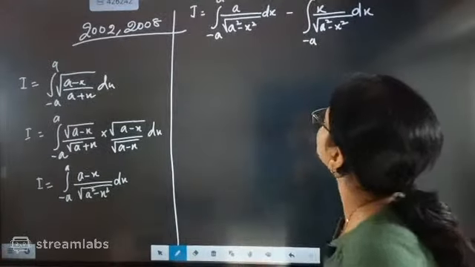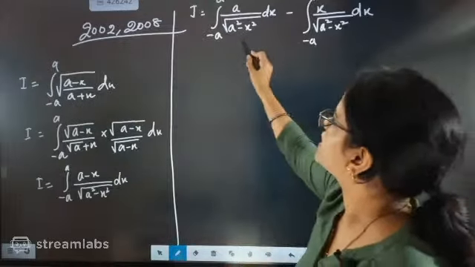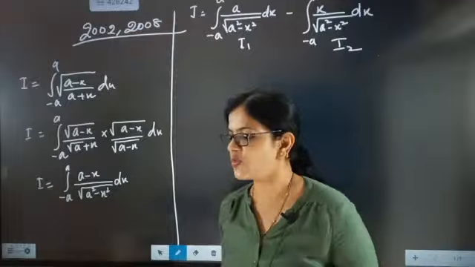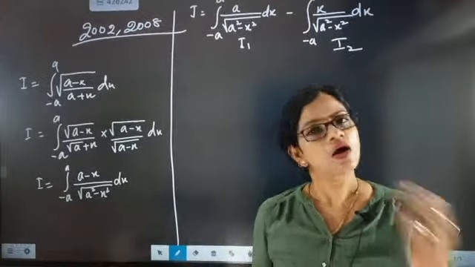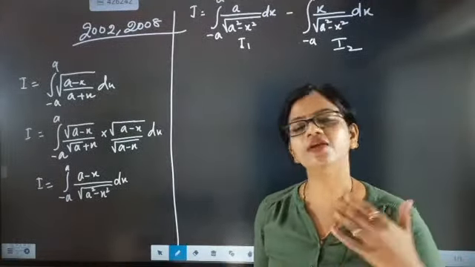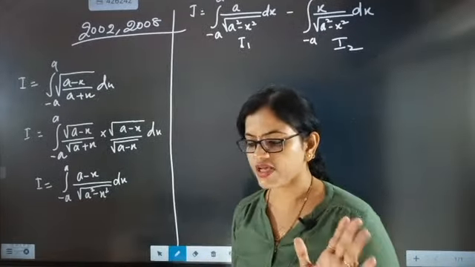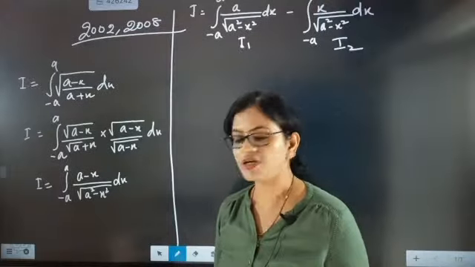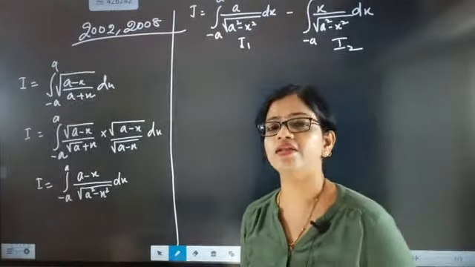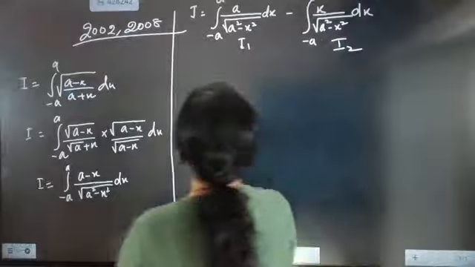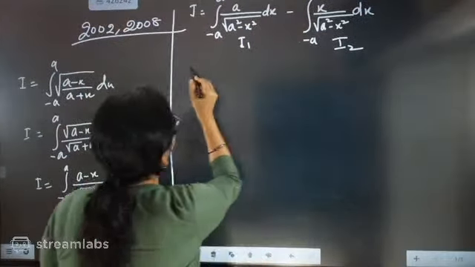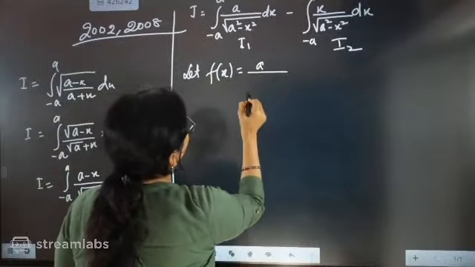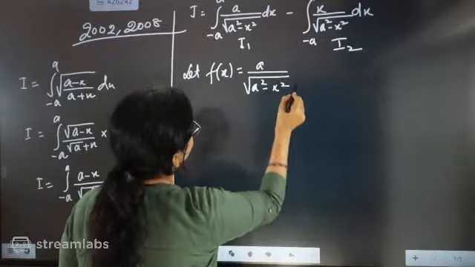Fine. So now after this we have to check, we will be taking it as I1 and we will be taking it as I2. So first we will check which one is odd or which one is even. Accordingly we are going to decide which one to take and which one to leave. Okay, so now you have to decide that if odd will be there, 0 means no need to take it, leave that one finally, and that will become 0, and if even function will be there, then we have to carry that one and we have to solve it. Okay, so now what we are going to do, first we will be going for this one. So let f of x is equal to a by root under a square minus x square.